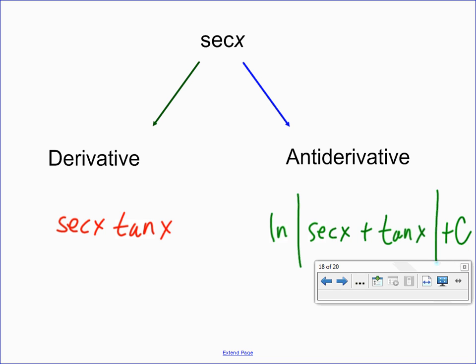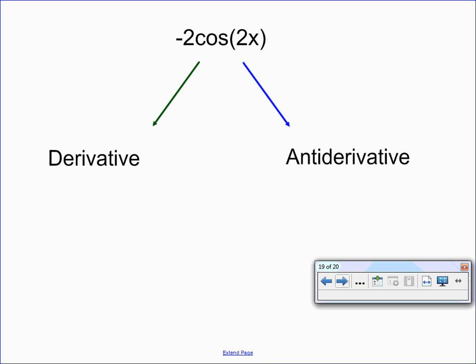Way to go. And last round. Derivative of negative 2 cosine of 2x. Get ready. And the derivative is number 15. Is it negative 4 sine? No, positive 4. I don't know. We're going to poll the class. Raise your hand if you agree with James. Positive 4 sine 2x.